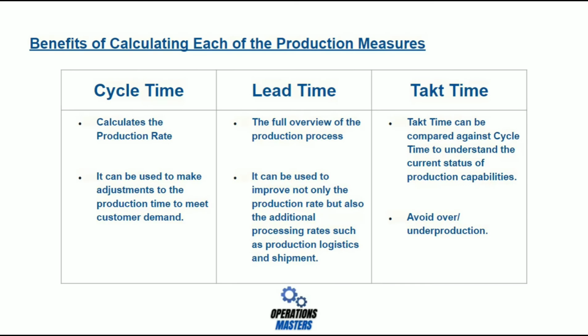Now, let's look at the benefits of calculating each of the production measures. Talking about cycle time, first of all, cycle time helps us calculate the production rate. It can also be used to make adjustments to the production time to meet the customer demand. Lead time gives us the full overview of the production process. It can be used to improve not only the production rate, but also the additional processing rates such as production logistics and shipments. Now, takt time can be compared against cycle time to understand the current status of production capabilities. We can know whether we are overproducing or underproducing.